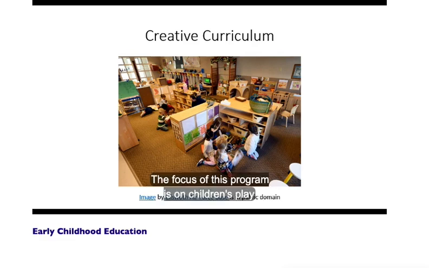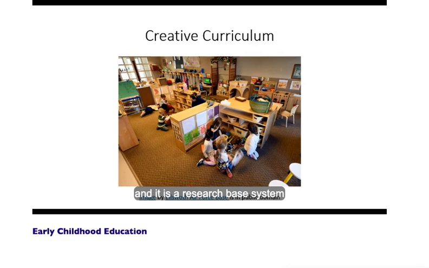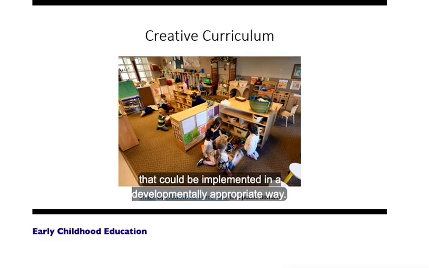The focus of this program is on children's play and self-selected activities. The environment is arranged into learning areas, and they give large blocks of time for self-selected play. Projects are the basis for their curriculum, and it is a research-based system that includes an assessment system. So this is one version of a boxed curriculum that could be implemented in a developmentally appropriate way. Often we struggle to find curriculum like that that is developmentally appropriate, but this can be used in developmentally appropriate ways.